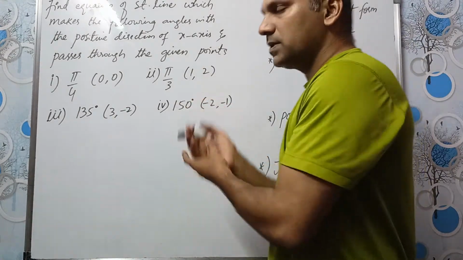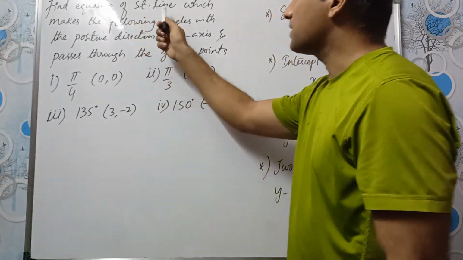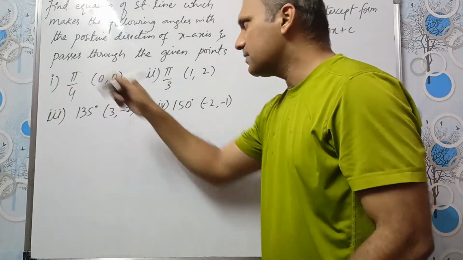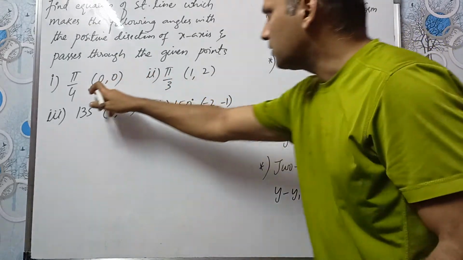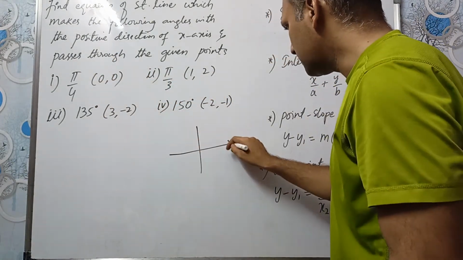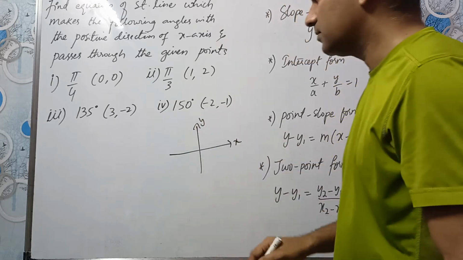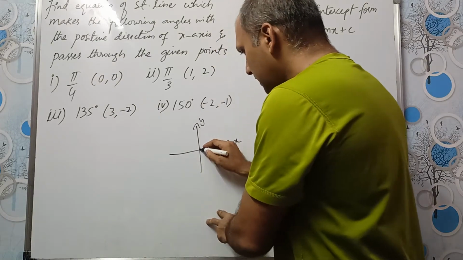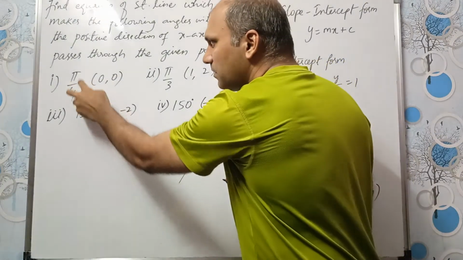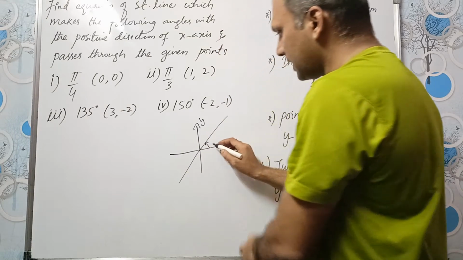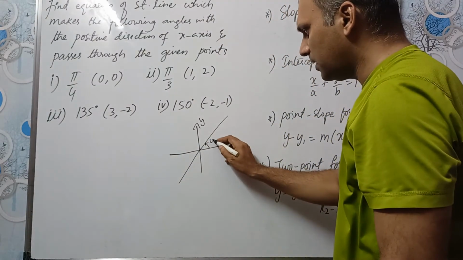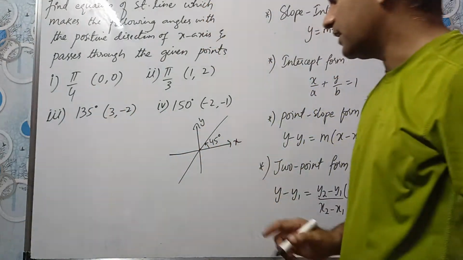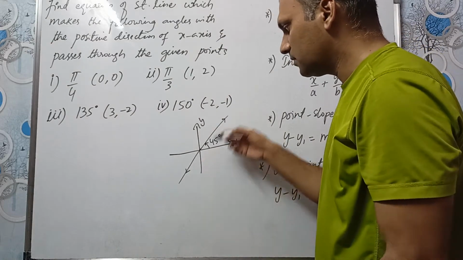Coming back to this video, we have a question here. Find the equation of the straight line which makes the following angles with the positive direction of the x-axis. Angles are given. If I draw the diagram, this is our x-axis and this is our y-axis. The straight line is passing through 0, 0 and it is making an angle pi by 4 with the positive direction of the x-axis. Pi by 4 is 45 degrees, right? Pi is 180, and 180 divided by 4 will give us 45 degrees. So we need to find the equation of this straight line.